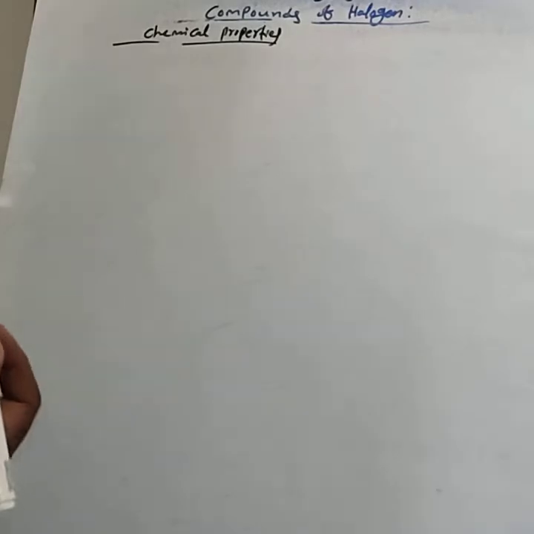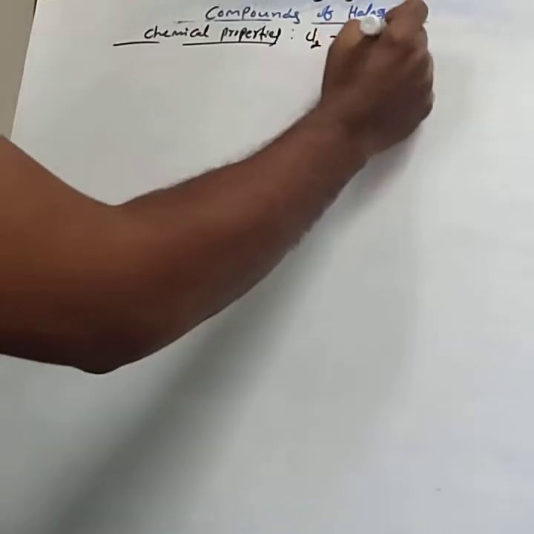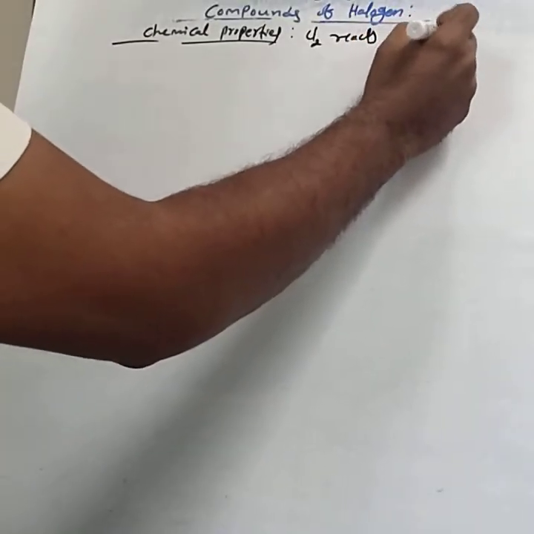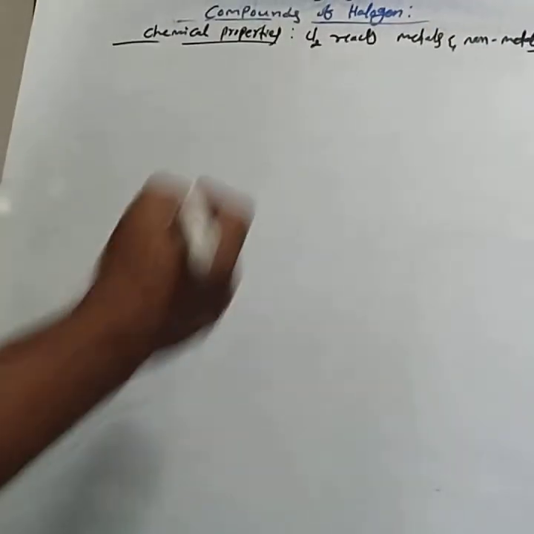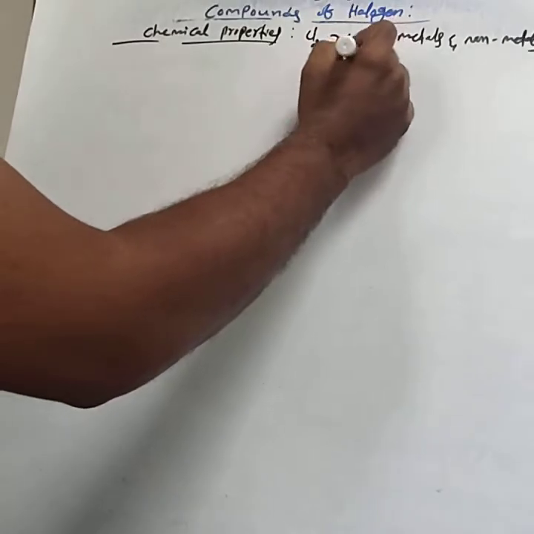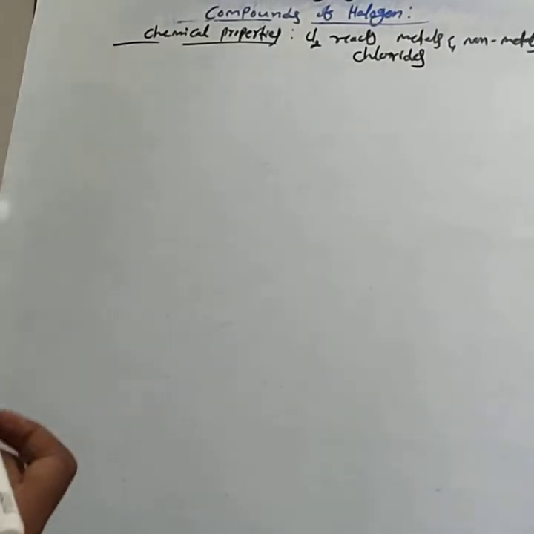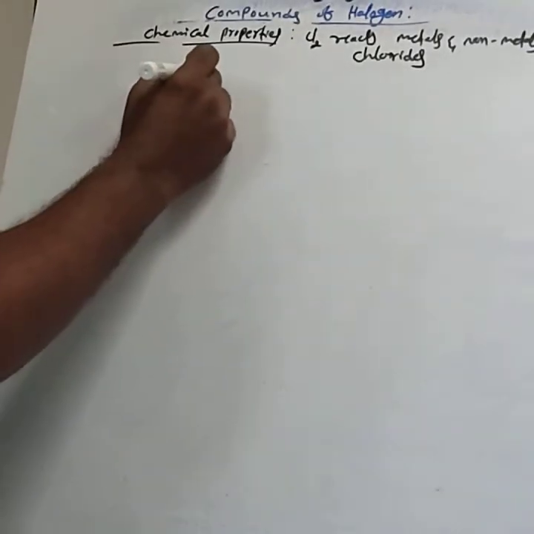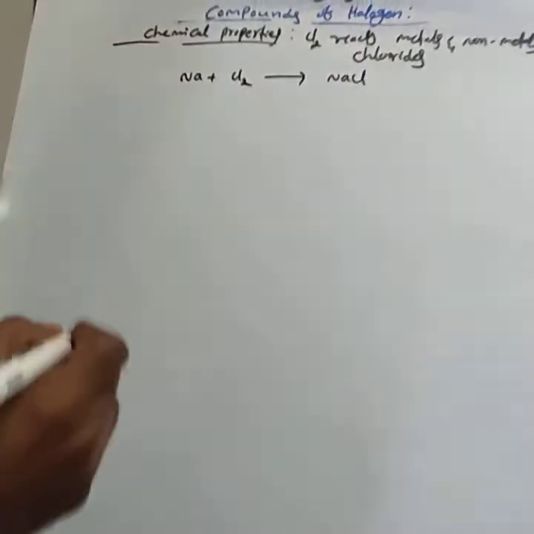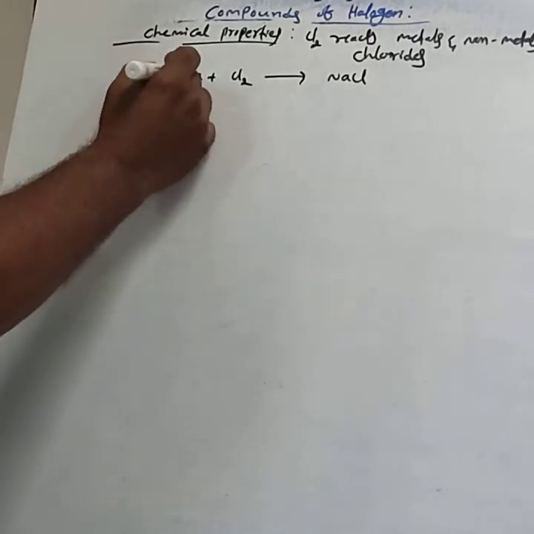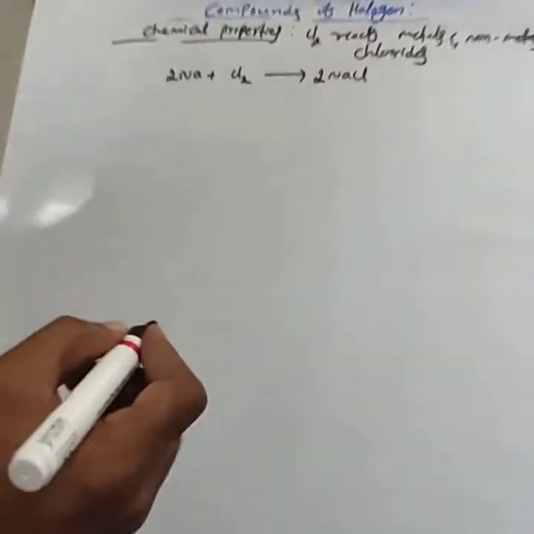In the chemical properties, chlorine reacts with most of the metals and non-metals. It reacts with both metals and non-metals to form the corresponding chlorides. For example, it reacts with sodium to form sodium chloride. These are used only for completing the equations. 2NaCl. They will give the reactants, and you have to write the products only.